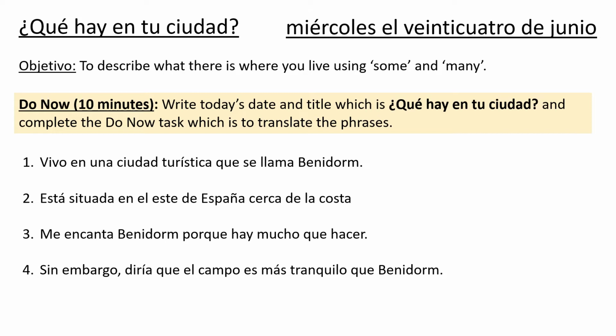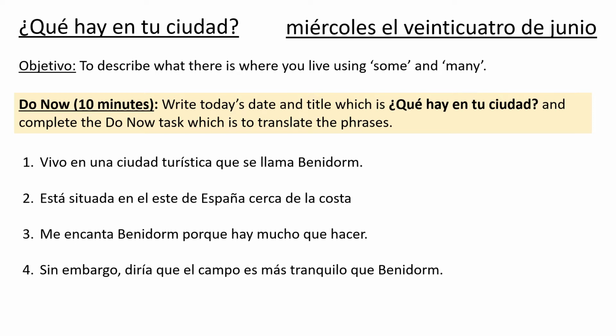Your do now activity is to translate the sentences below from Spanish just into English. There is no need to copy them at all. Pause to do that now and press play to get the answers.